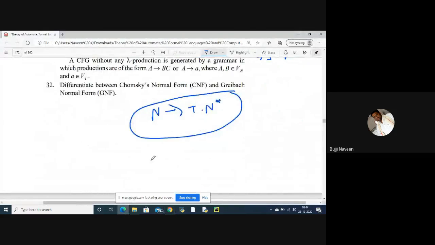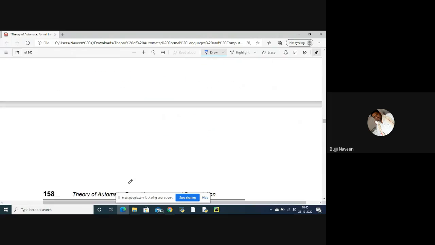There are two types of normal forms. First one is Chomsky normal form, and second one is Greibach normal form. Actually, the normal forms are used to count the number of steps to produce a string from the given grammar.